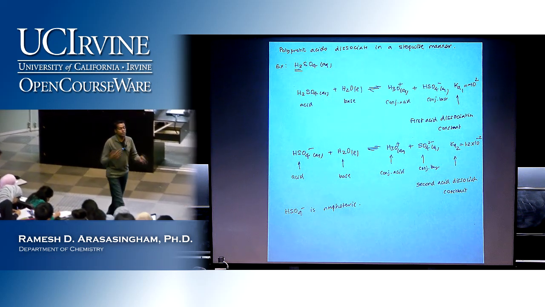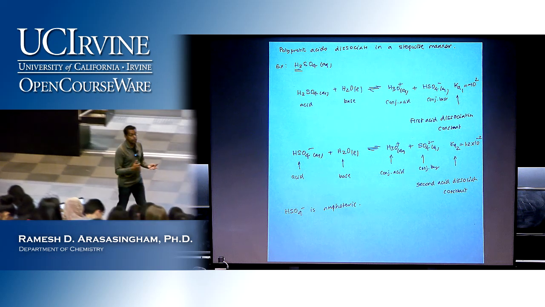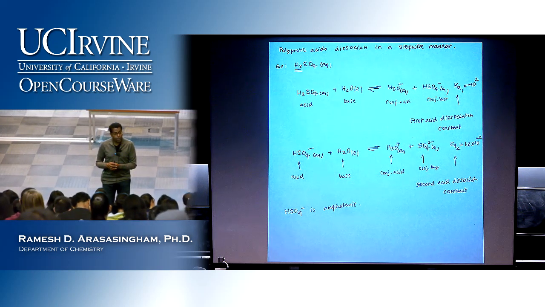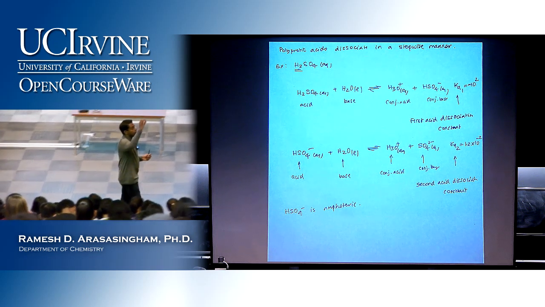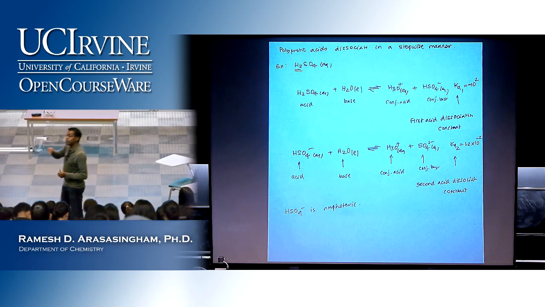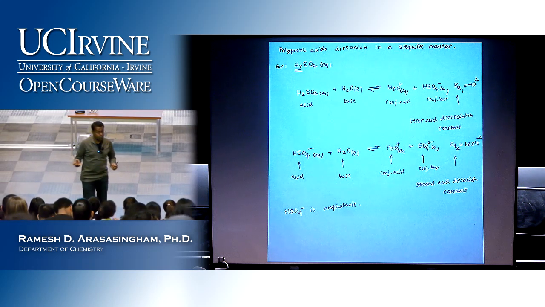All right? So the way we consider this is in a stepwise process, and we say that these are two competing equilibria that are taking place at the same time. All right, so you're having two competing equilibria occurring at the same time. The first involves the deprotonation of the first proton, and then the second step involves the deprotonation of the second proton.